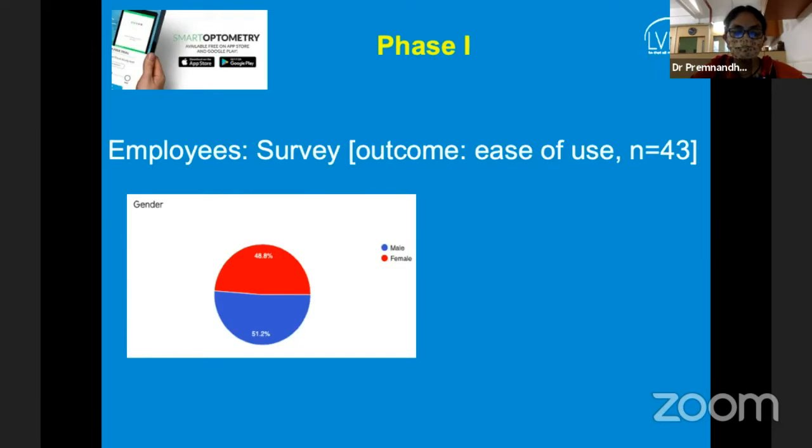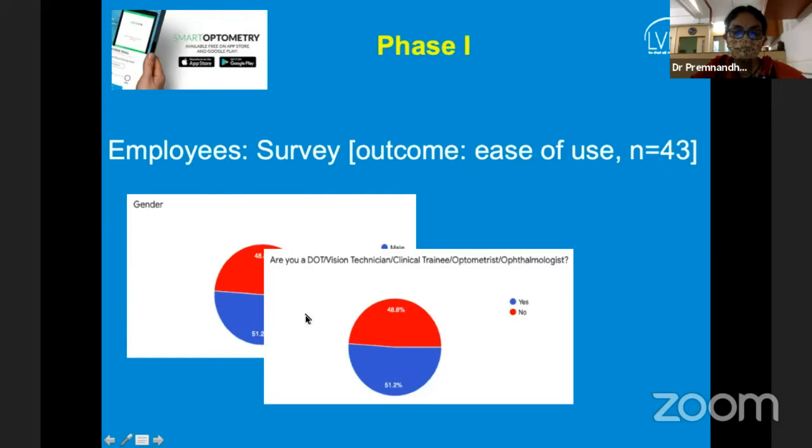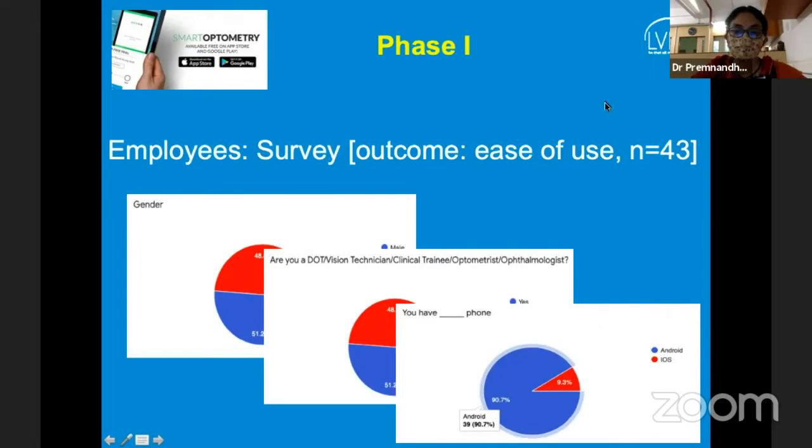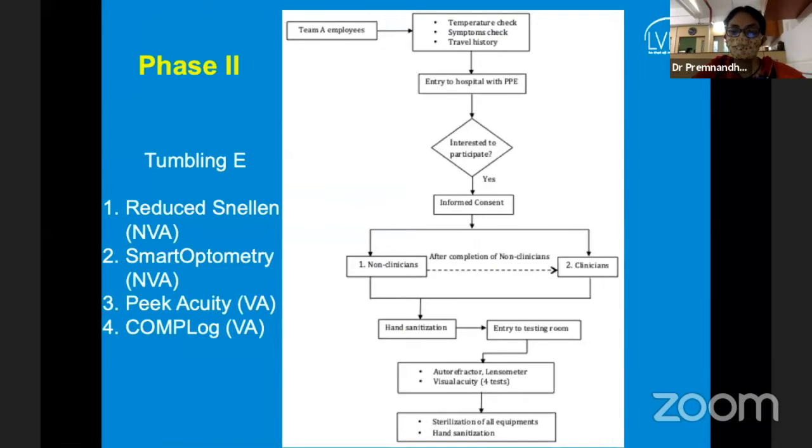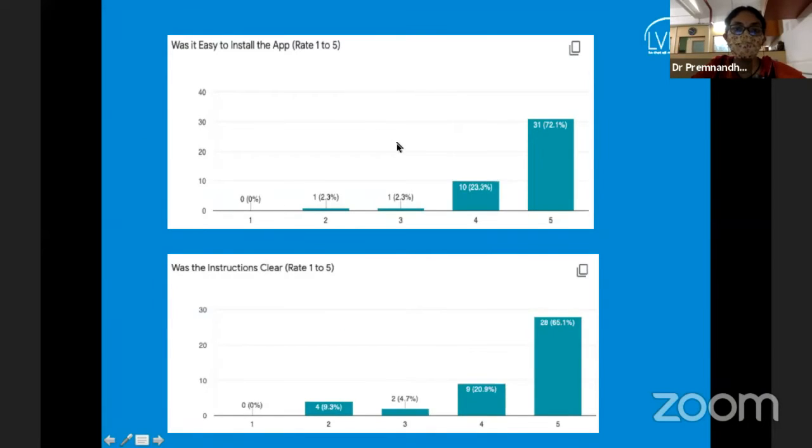We had almost equal gender distribution. We also had close to equal distribution of clinical people who are already in eye care and know what acuity is, and non-clinical people. The majority of these people were using Android phones. We asked them to install the Smart Optometry app and see if they could run the test by themselves as a self-administered test, and then rate and tell us how they felt about it.